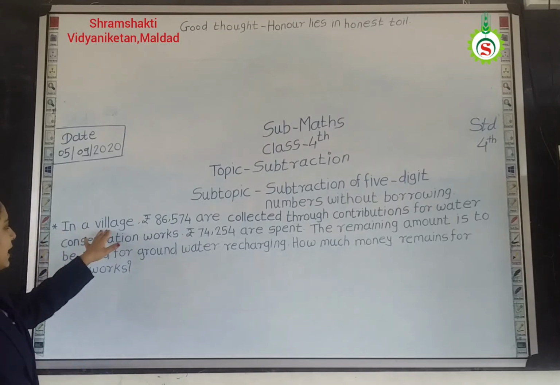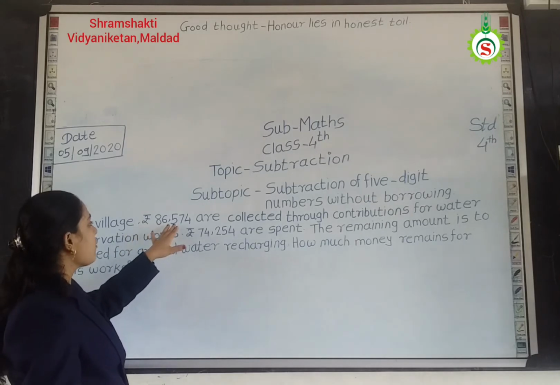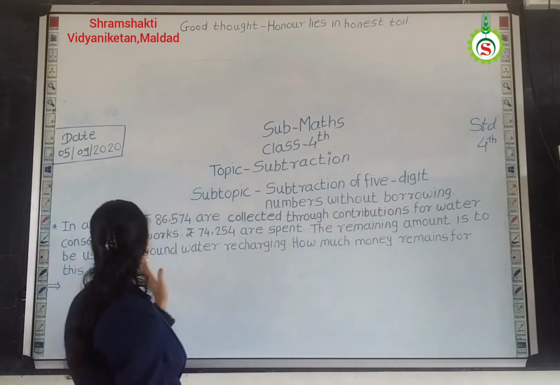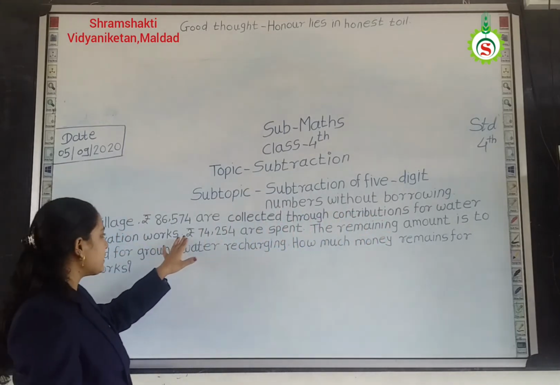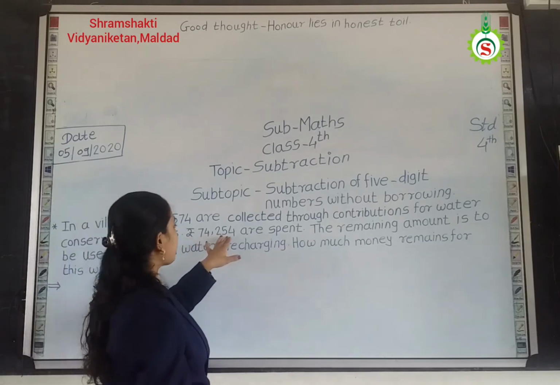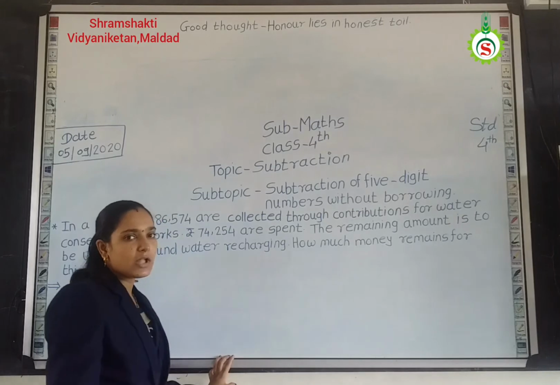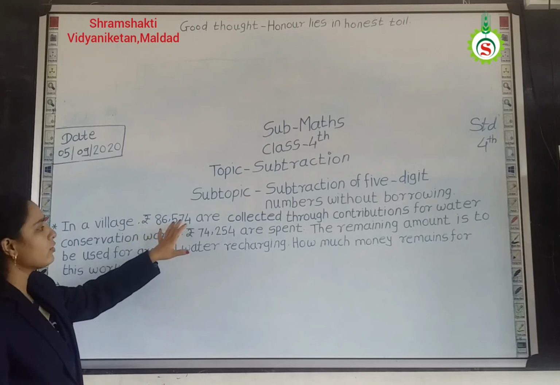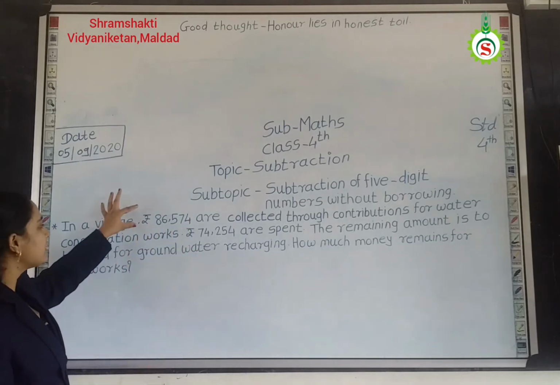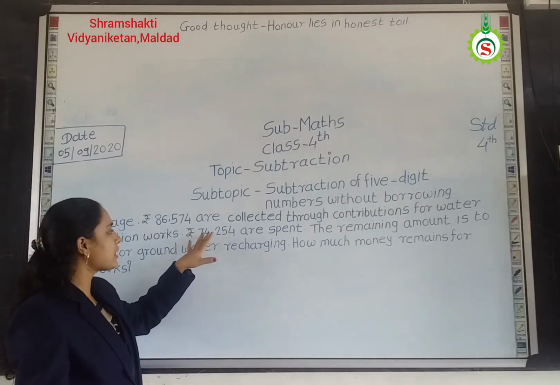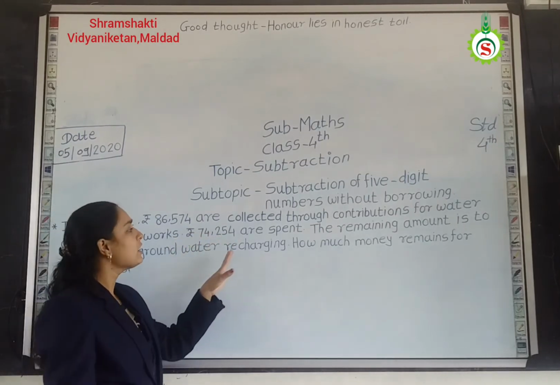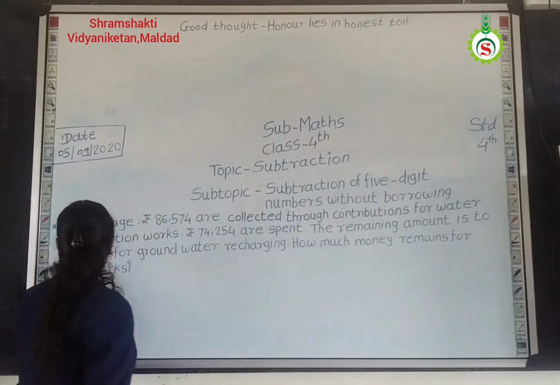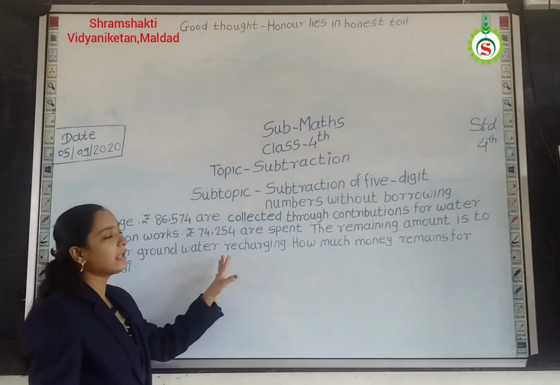Read. In a village, rupees 86,574 are collected through contribution for water conservation works. Rupees 74,254 are spent. Students, observe here: total collected rupees are 86,574, and from these, 74,254 rupees are spent. The remaining amount is to be used for groundwater recharging.